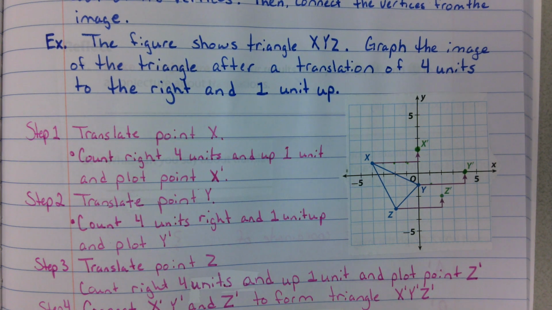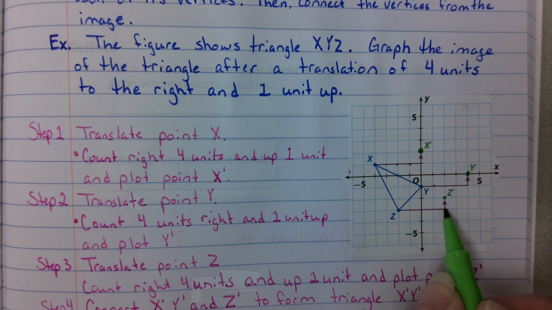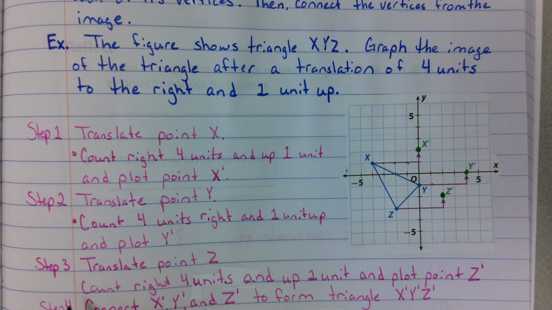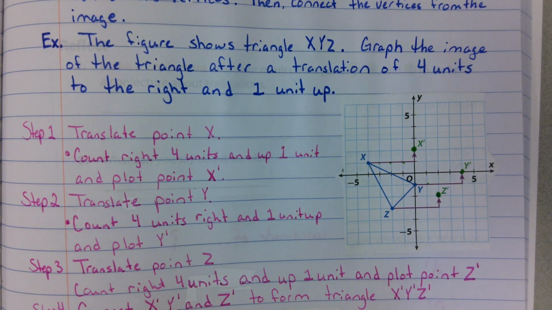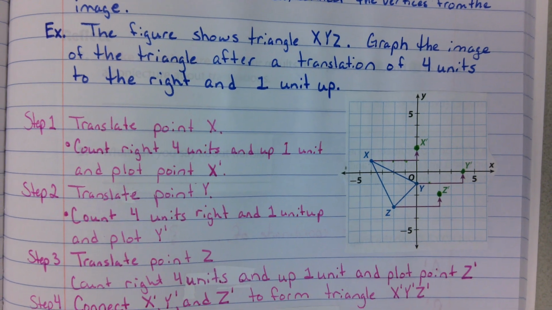Step 3, translate point Z. So Z again, we're going to go 4 units to the right, 1, 2, 3, 4, 1 unit up, plot your point. And obviously there would be more translating if you had more vertices. So just be aware of that.